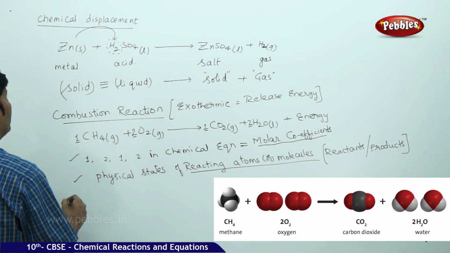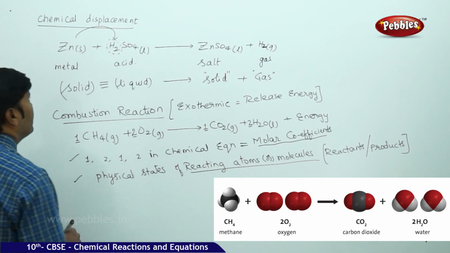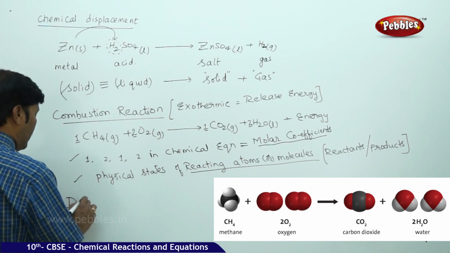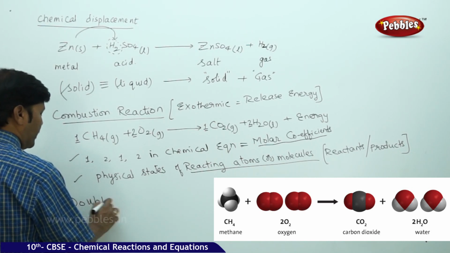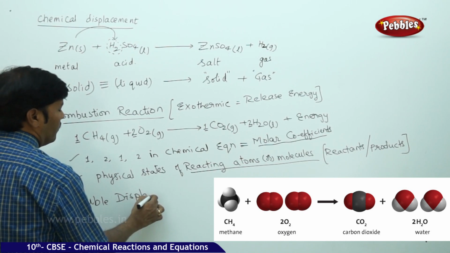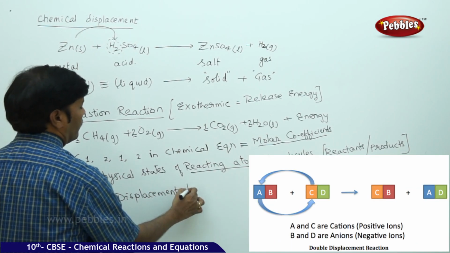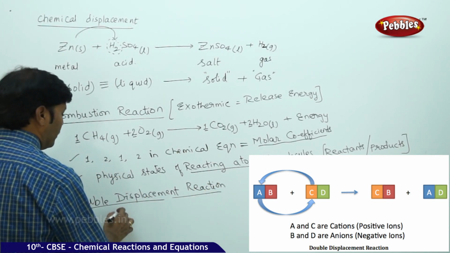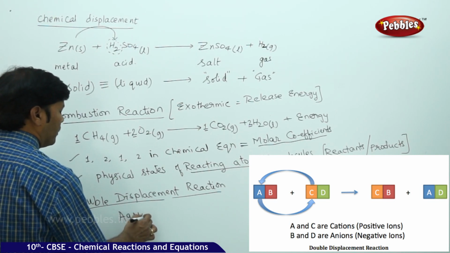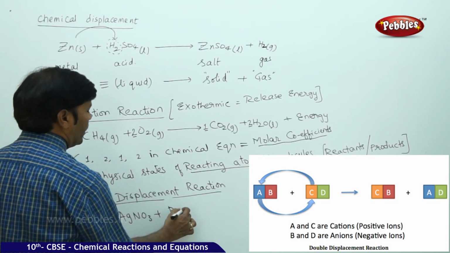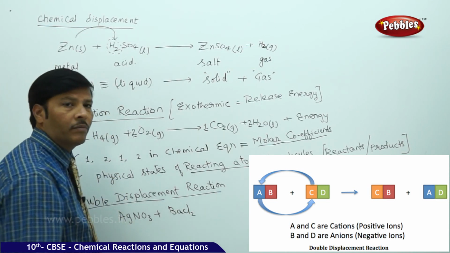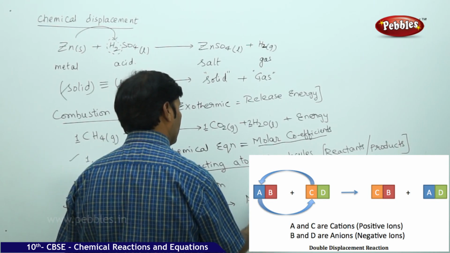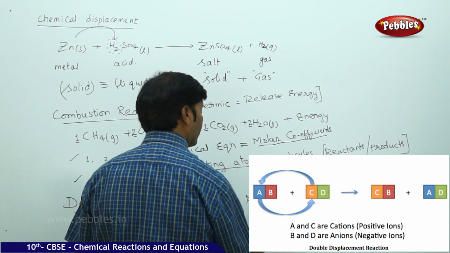One more last example I am going to give: sometimes you can take a double displacement reaction also. If you take a double displacement reaction, silver nitrate when it reacts with barium chloride, you find that you get silver chloride plus barium nitrate.